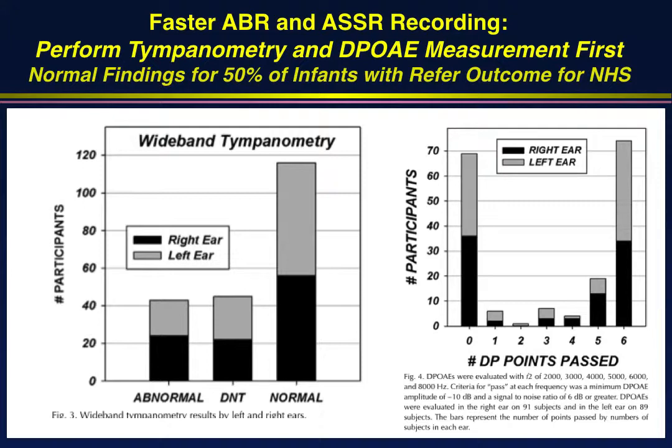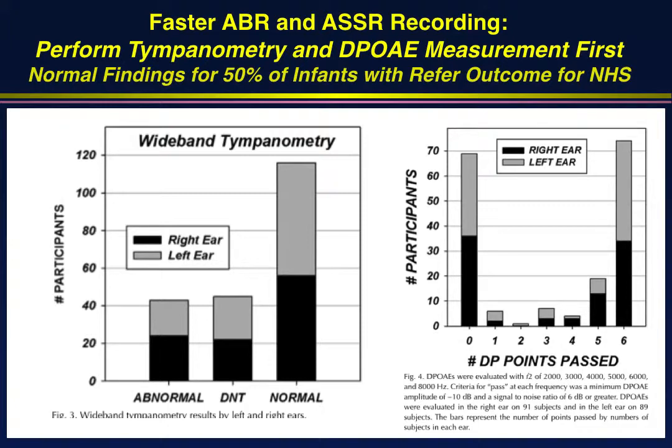Okay, so now you know the middle ear is normal. So then you say, well, what were their OAEs? And if you look at that bar over in the far right of this figure, you'll see that most of the children had perfectly normal DPOAEs for 6 different data points. So that tells you before you even start the ABR or ASSR that they're likely to have normal hearing.